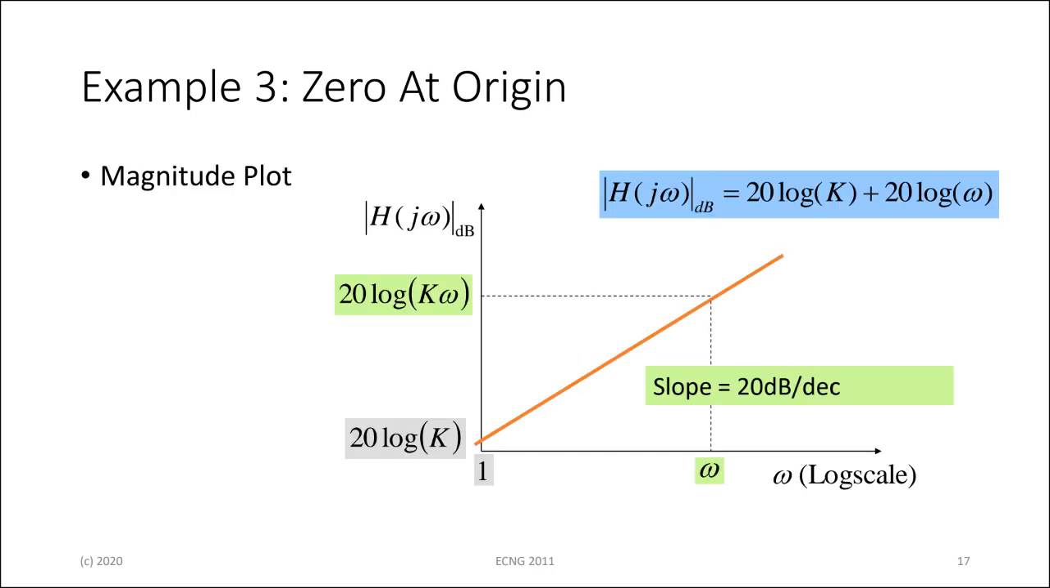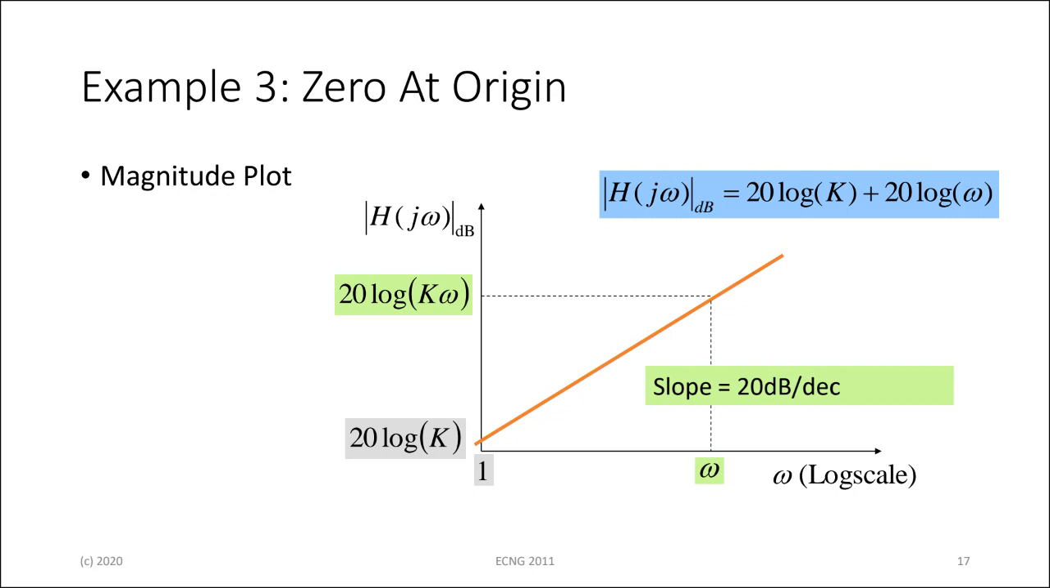So as you would expect, the zero is the mirror image of the pole. Whereas the pole decreased at minus 20 dB per decade as the frequency went up, the zero is going to increase at plus 20 dB per decade as the frequency goes up.